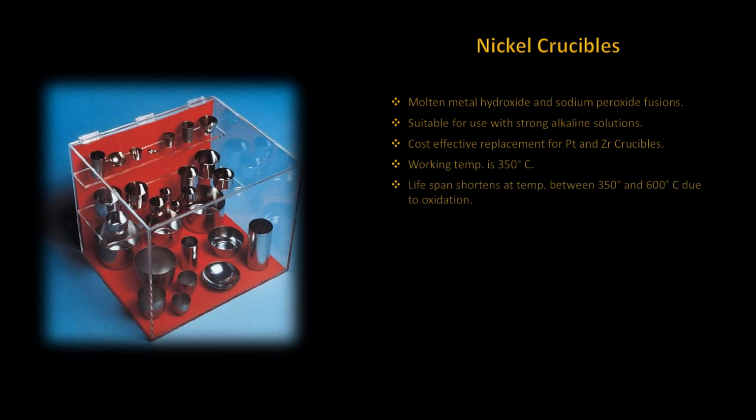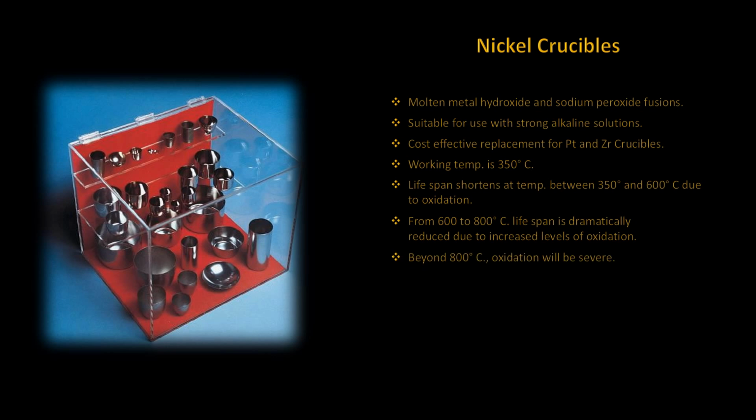As the temperature goes up, the lifespan of these crucibles starts to diminish, somewhere between 350 and 600 degrees centigrade. This is due to oxidation. Between 600 and 800 degrees centigrade, the life of the crucible is dramatically reduced. Now, above 800 degrees centigrade, oxidation will be severe. The oxide file is tightly adhering to the crucible between 400 and 600 degrees centigrade.